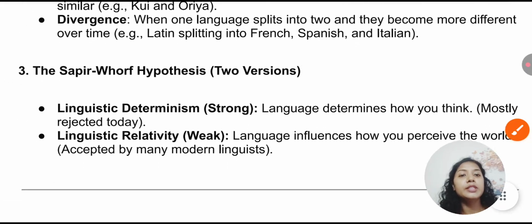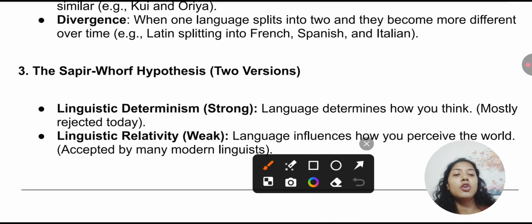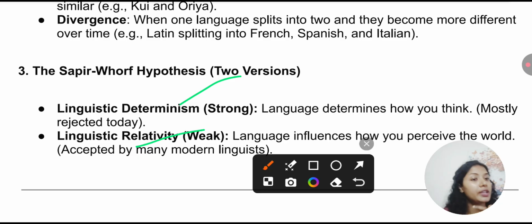Sapir-Whorf hypothesis, remember, linguistic determinism they talked about, and linguistic relativity. This is a very famous research they did together. So language determines how you think. Mostly it is rejected today.